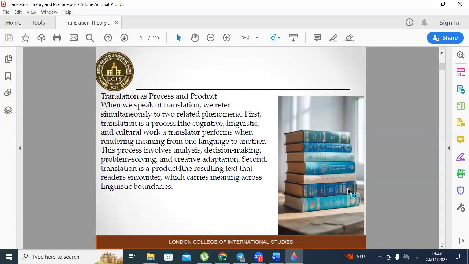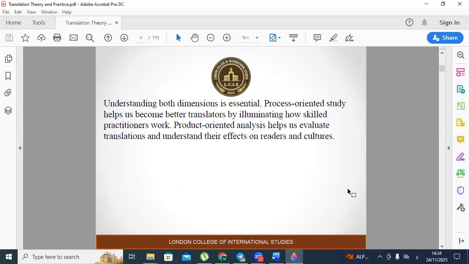Translation as a process and product. When we speak of translation, we refer simultaneously to two related phenomena. First, translation is a process, the cognitive, linguistic, and cultural work a translator performs when rendering meaning from one language to another. This process involves analysis, decision making, problem solving, and creative adaptation. Second, translation is a product, the resulting text that readers encounter, which carries meaning across linguistic boundaries. Understanding both dimensions is essential.